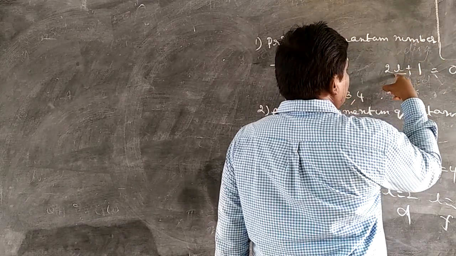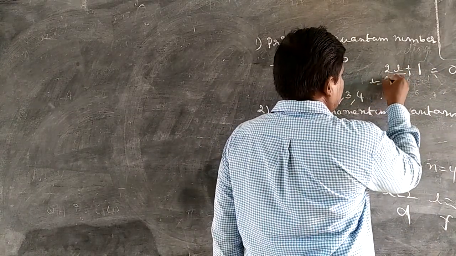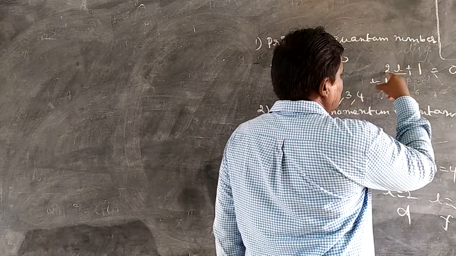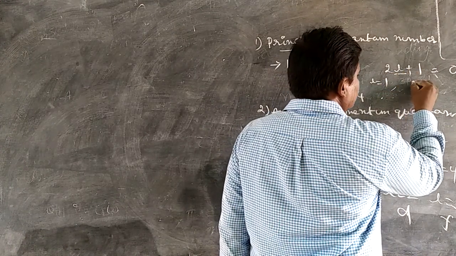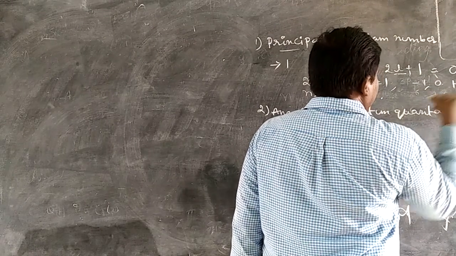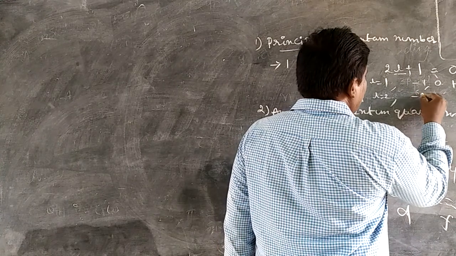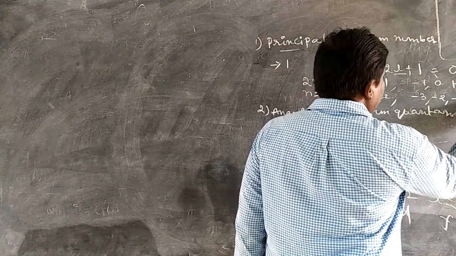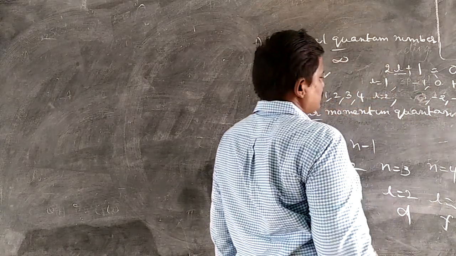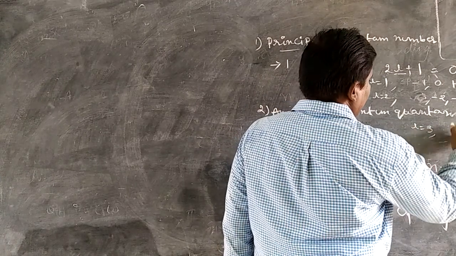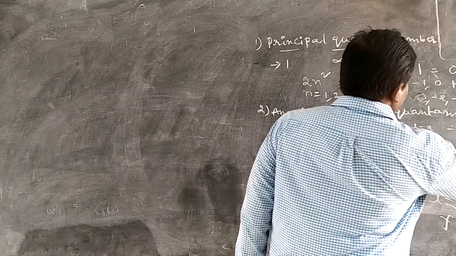For l equal to 0, 2 into 0 plus 1 gives 1 value. For l equal to 1, applying the formula 2 into 1 plus 1 gives 3 values: minus 1, 0, plus 1. For l equal to 2, 2 into 2 plus 1 gives 5 values: minus 2, minus 1, 0, 1, 2. For l equal to 3, there are 7 values: minus 3, minus 2, minus 1, 0, 1, 2, 3.